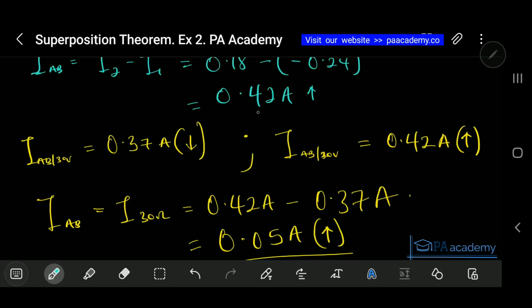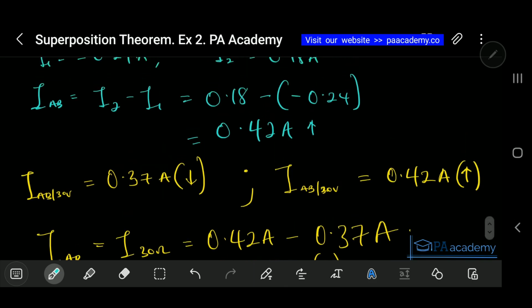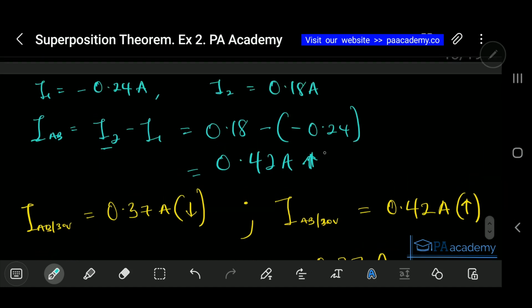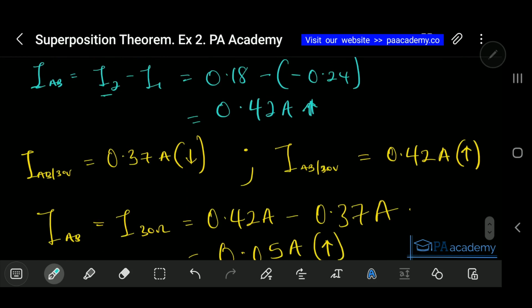So now that we've gotten 0.42 amperes, don't forget to indicate the direction. The direction will be that of I2, because I2 is the more dominant value, the higher value. So you indicate it. Now we've gotten the current that is flowing through that branch AB due to each individual voltage source. The current through AB due to the 30 volt source is 0.37 amperes, and this is the direction. For the 20 volt source, we've gotten it to be 0.42 amperes in the upward direction.